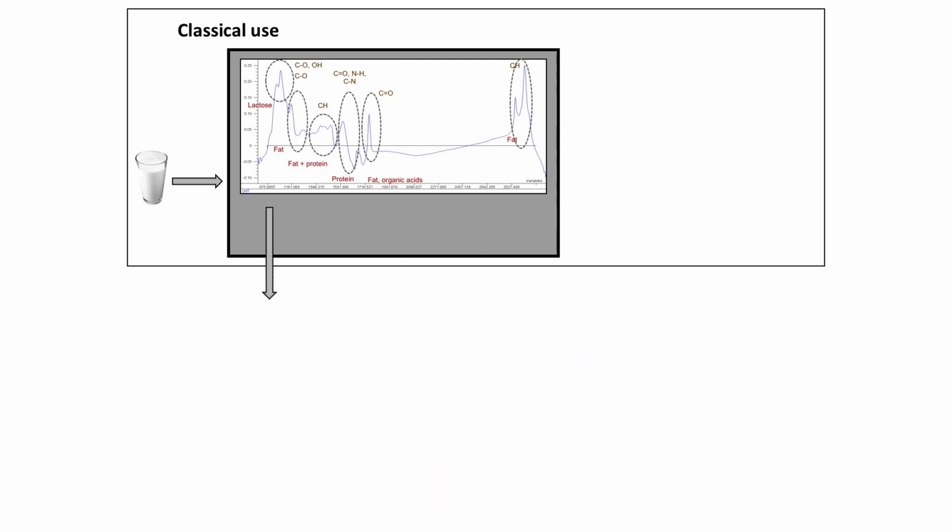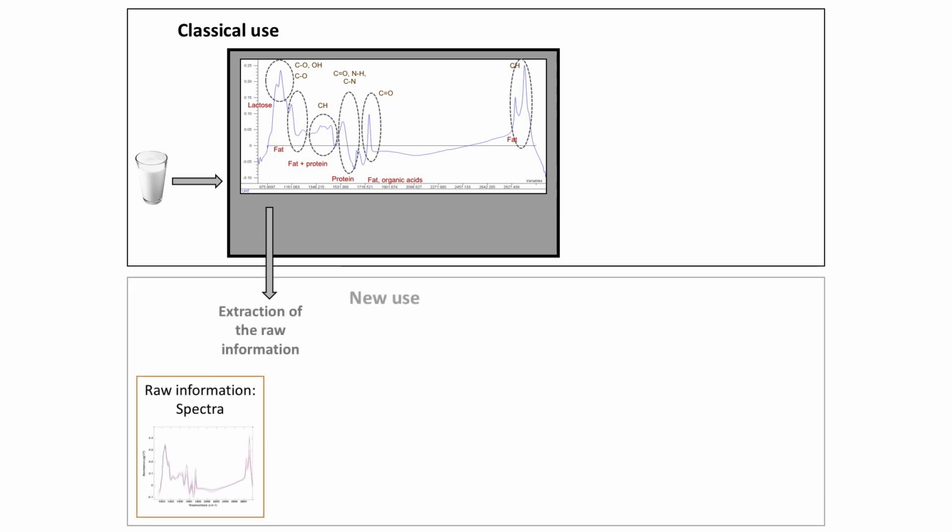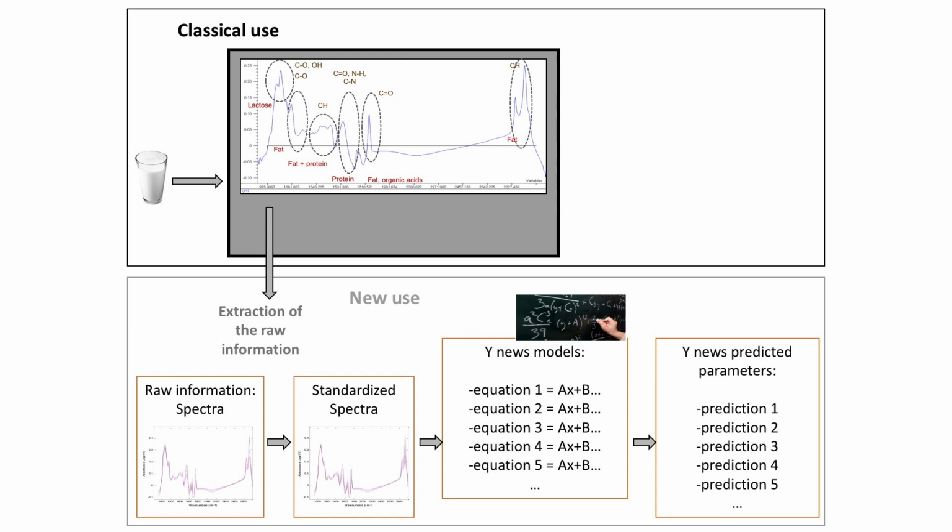But now, this was the classic use. Now, we had a new use of these techniques. We tried to extract, since 15 years, the raw information of the apparatus, the spectra, in reality. We do a standardization, but I will explain more in detail after what it's really the standardization. And we try to build new models. It's always new equations using different parts of the absorbance spectra, and we try to predict some new parameters. To do that, we need to have access to the spectra.